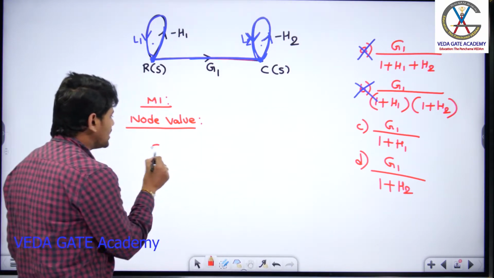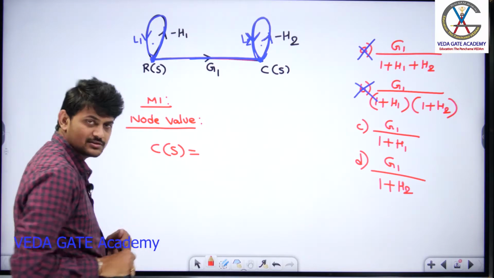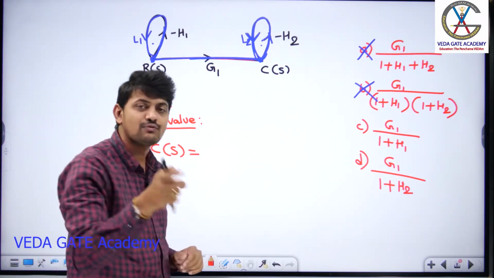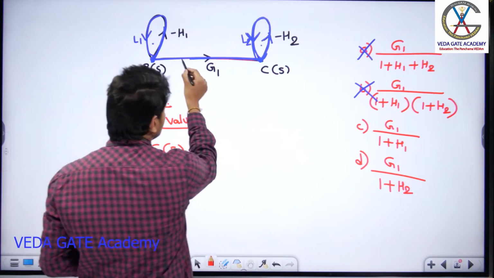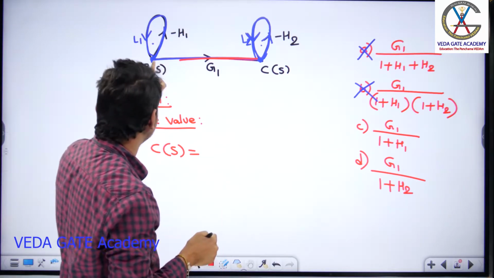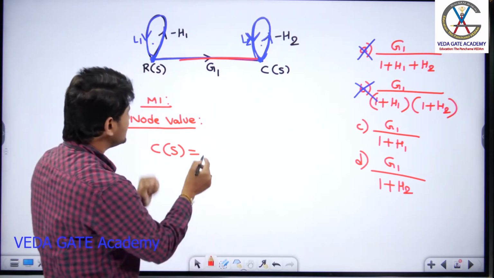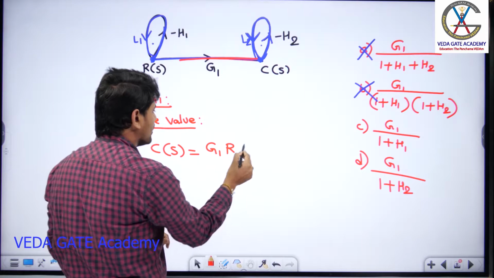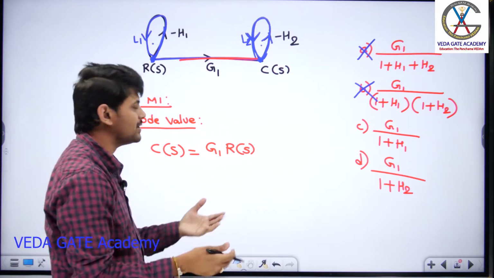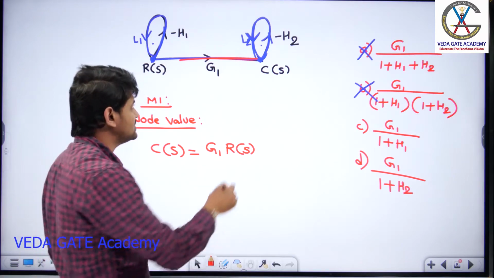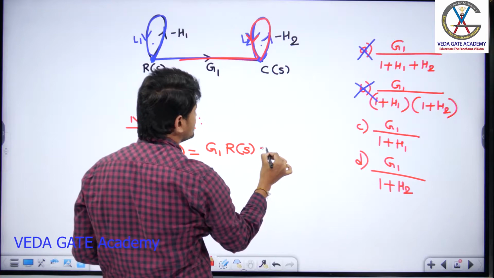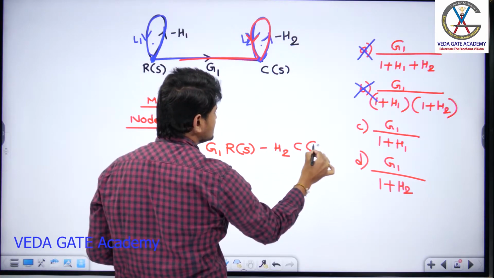Now, suppose I ask you, what is the node value of C of S? How many incoming branches are there? Two, because a self loop is treated as one incoming and one outgoing, right? So anyway, this is incoming. Can you tell me the sum of all incoming signals with corresponding branch gains? This is an incoming signal with gain G1. So you get G1 into R of S. That is the multiplication of branch gains with the incoming signals. And from here, this is also an incoming signal. So what is the gain? Minus H2, and the signal is again C of S.